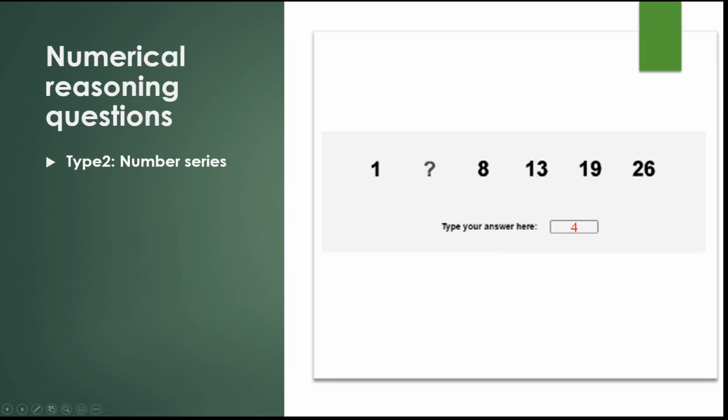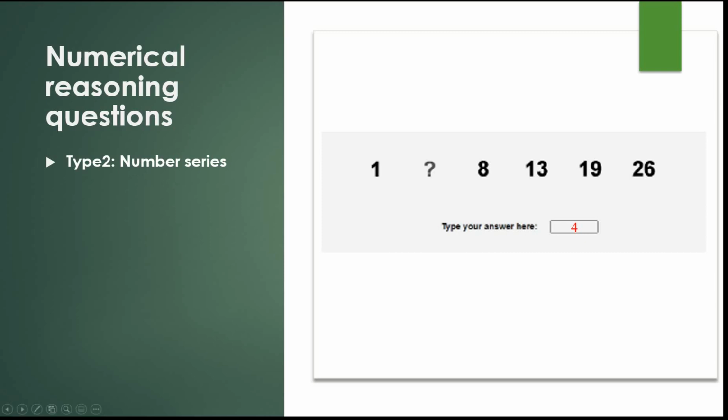Yes, the correct answer is 4. As we can see, there are 5 differences between 8 and 13, 6 differences between 13 and 19, and 7 differences between 19 and 26. Since the difference results are 3, 4, 5, 6, 7, that should be the sequence in the correct order. So the correct answer is 1 plus 3, or 8 minus 4, is 4.